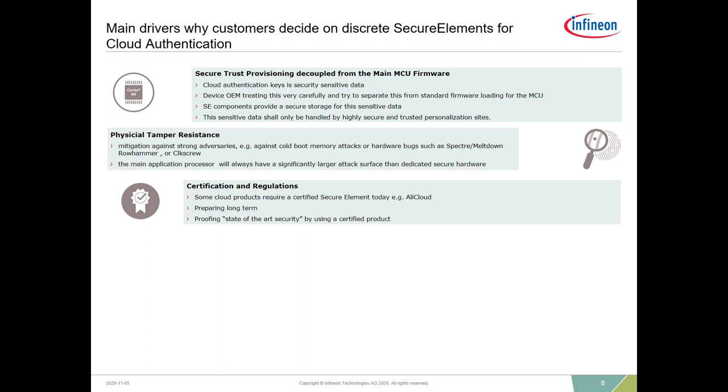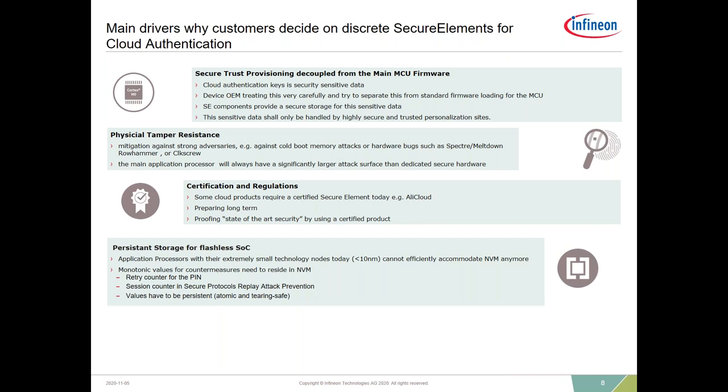That means that an OEM has a good argument in hand in the seldom case that a security incident happens, also for liability reasons. They can say: look, I was using the certified product here, I really did the best I can. And with this they prove that their device has state-of-the-art security.